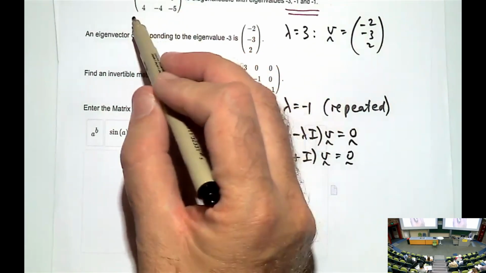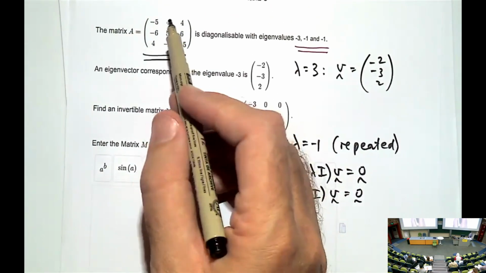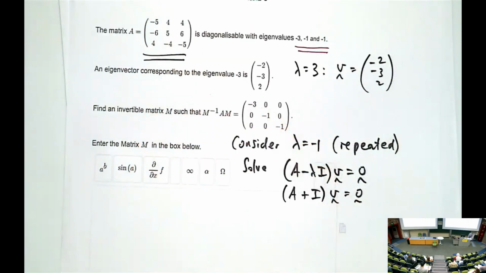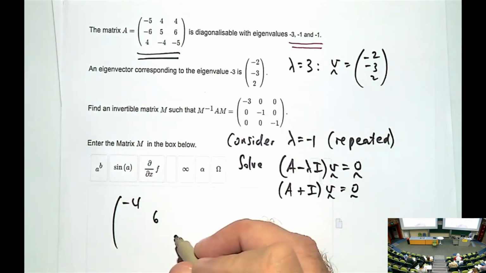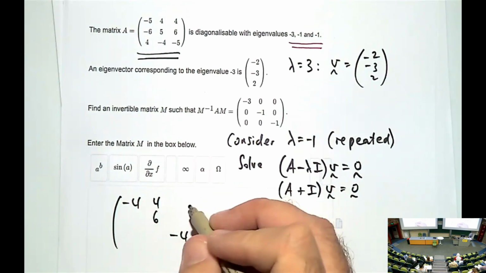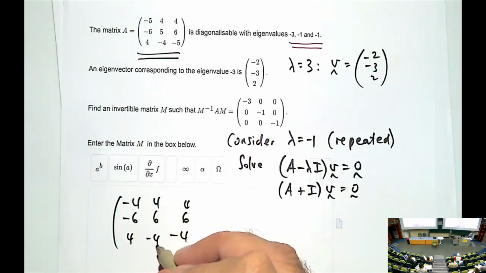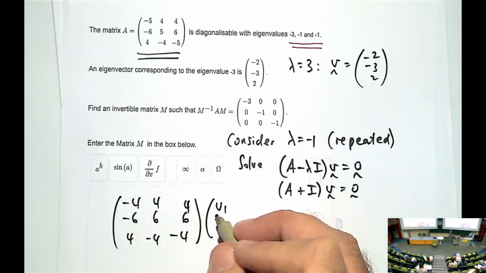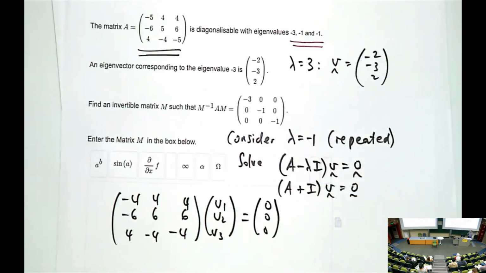Let's go through and solve this. So here's my original matrix A. So A plus I, we're just going to add 1 to the main diagonal, and then everything else stays the same. Think back to Math 1131, your first term at university. Great memories.